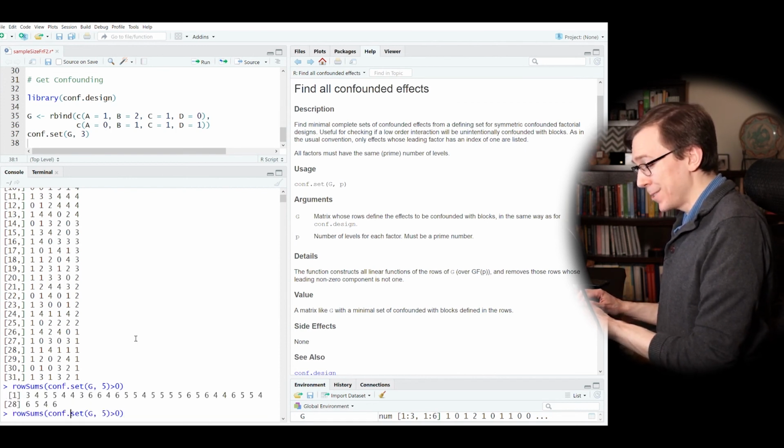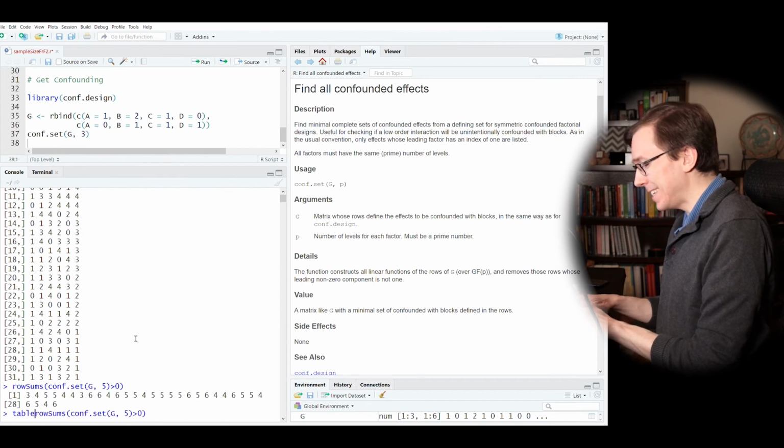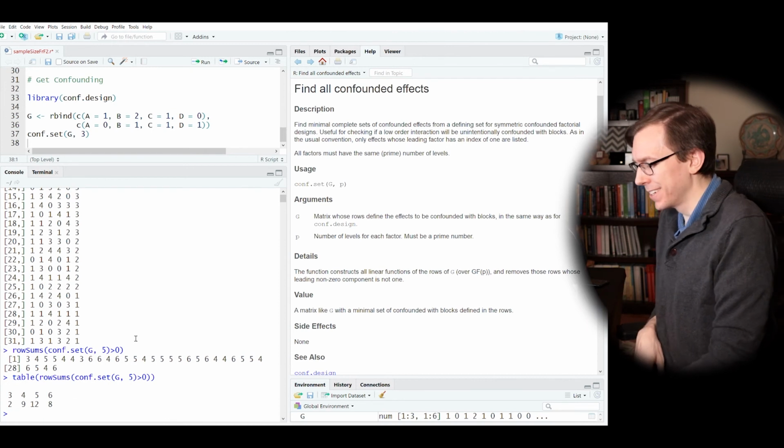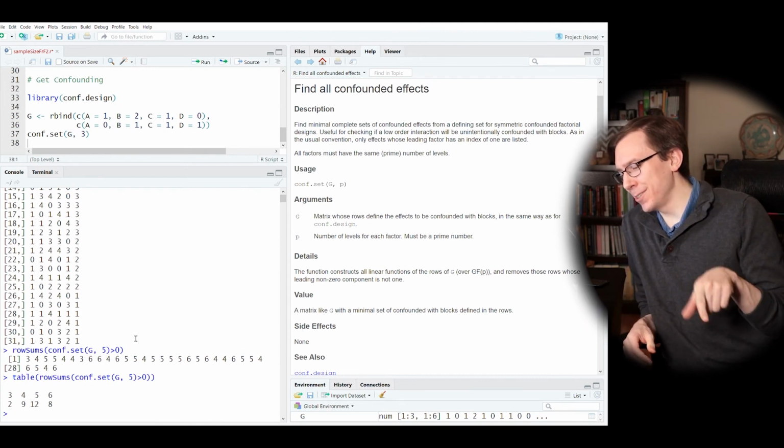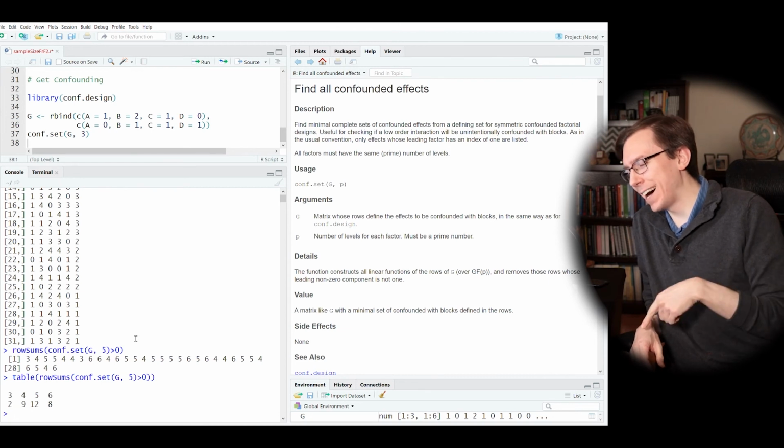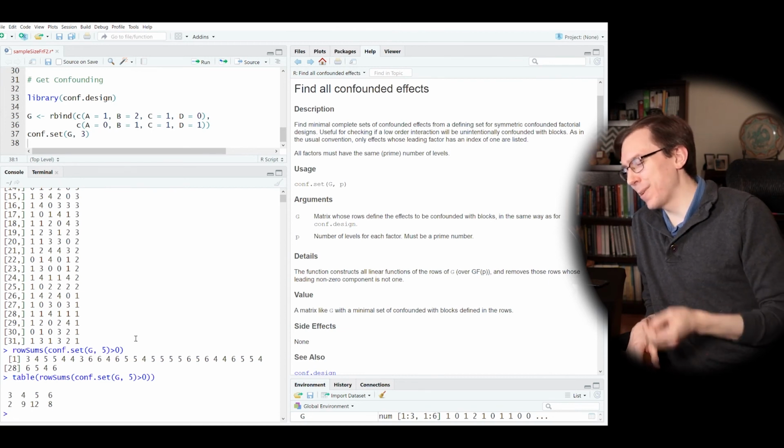And then what I can even do here is wrap this whole thing in a table, and it'll tell me how many of each interaction I've confounded. So there, I lost 2 3-way, 2 3-way, 9 4-way, 12 5-way, and 8 6-way interactions.